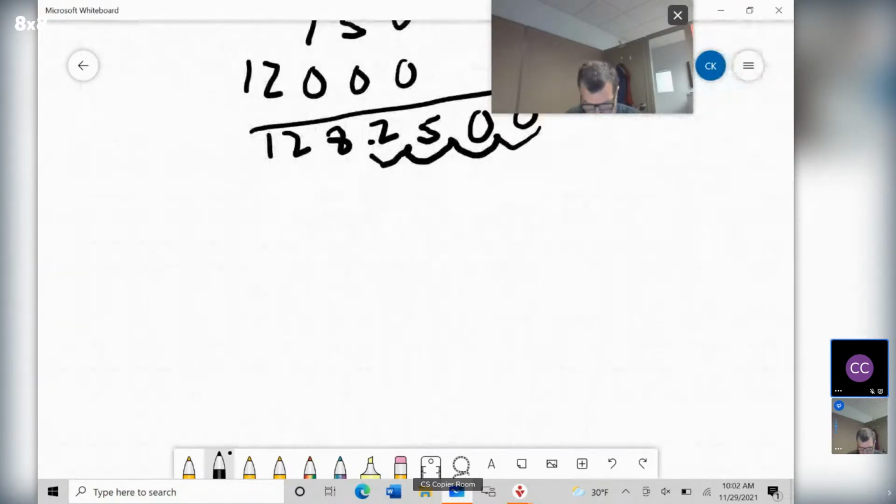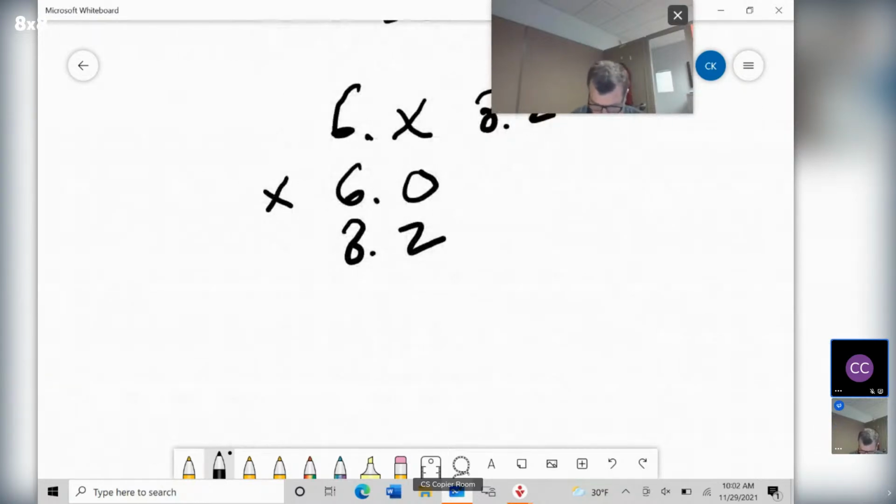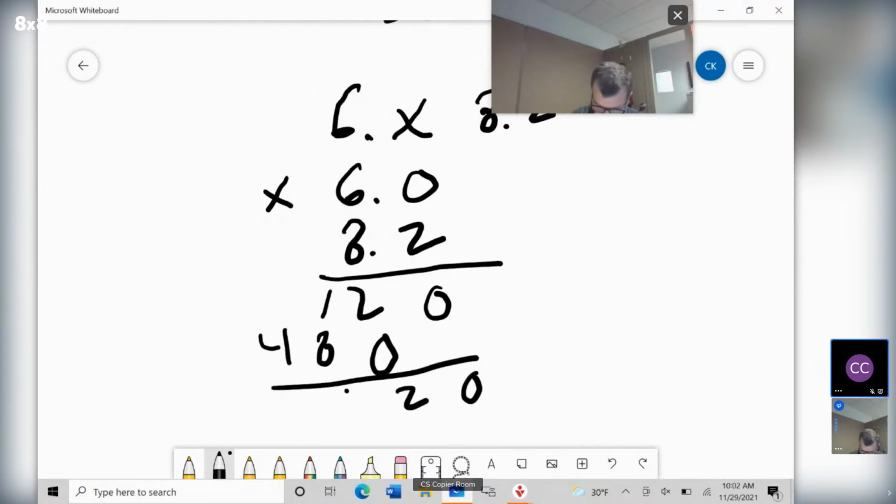Let's just do another one, and we won't use this. So if we had 6 times 8.2. If we line that up, we would do 6.0 times 8.2. 2 times 0 is 0, 2 times 6 is 12, 8 times 0 is 0, 8 times 6 is 48, giving 0, 2, 9, 4. Now remember there's 2 places, 1, 2, so we want to move the decimal, so it's going to be 49.2.